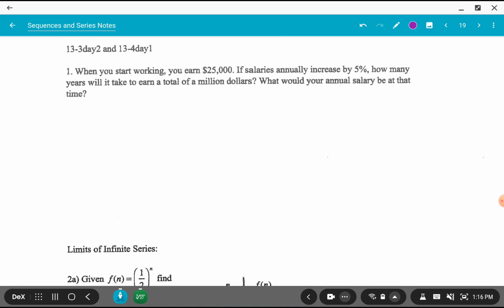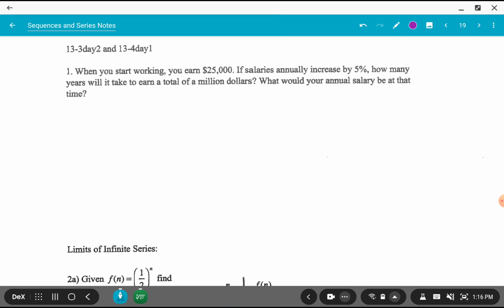Okay, so let's go ahead and first take a look at number 1 here. When you start working, you earn $25,000. If salaries annually increase by 5%, how many years will it take to earn a total of $1 million? And we want to find out what our annual salary will be at that time.